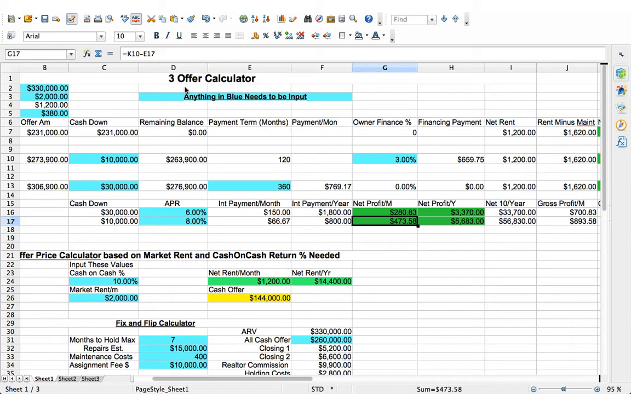But in my case I've done 3%, and that's going to return me $473 per month, and I've put no balance down, and that's with a $10,000 cash down. With the net profits per year, you can see that times 10 years, 33,000, 56,000. Very good numbers for properties that you haven't put any money into.